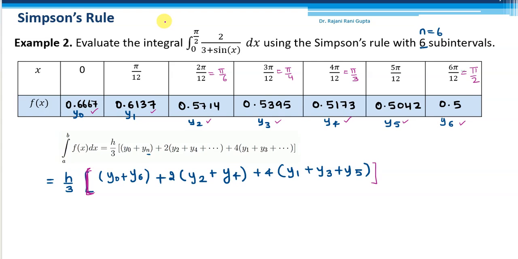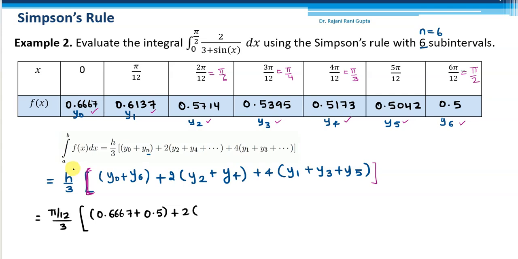So you can also check how many points you have here: 1, 2, 3, 4, 5, 6, 7. And in your table again 1, 2, 3, 4, 5, 6, 7. So you covered all the points and none of the points is repeated. Now what is left is just substituting the values. h is 5 by 12 divided by 3. So this you can do by calculator. y0 plus y6: 0.6667 plus y6 which is 0.5.